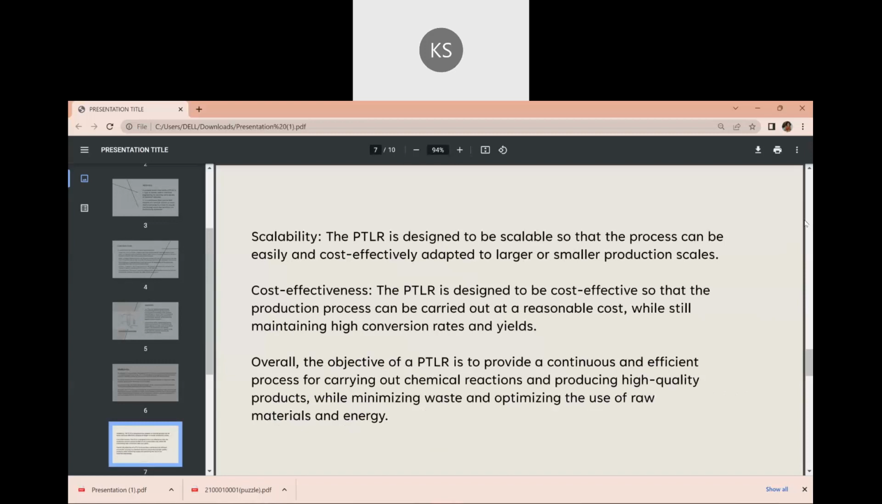Cost effectiveness. The pump tower loop reactor is designed to be cost effective so that the production process can be carried out at a reasonable cost. Reducing the production cost and increasing high conversion rates and yields is a great advantage towards a bioreactor. Thereby we can obtain the products at a very fast rate, while also being a cost effective reactor. Overall, the objective of the pump tower reactor is to provide a continuous and efficient process for carrying out chemical reactions and producing high quality products while minimizing waste and optimizing use of raw materials and energy.